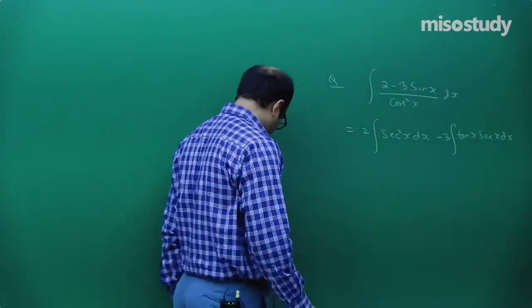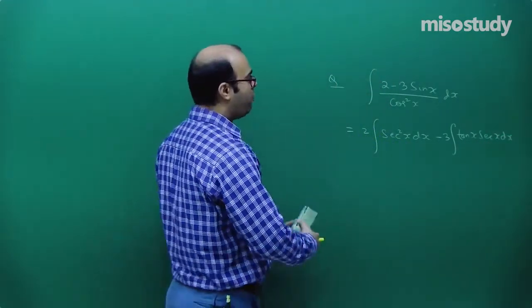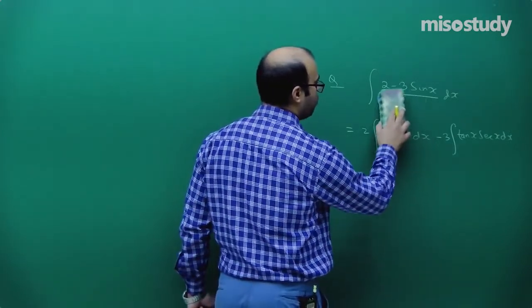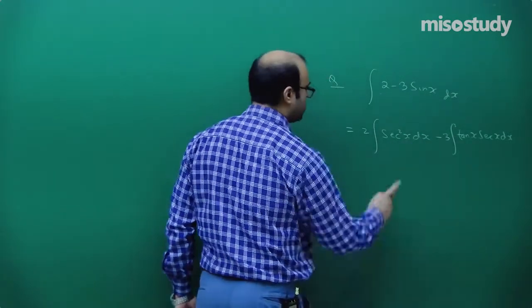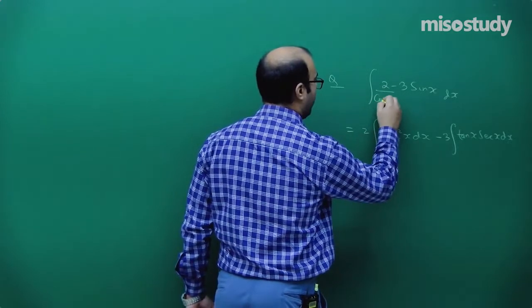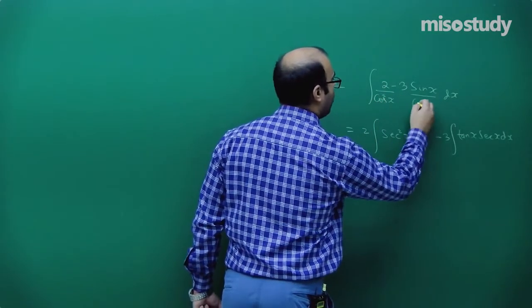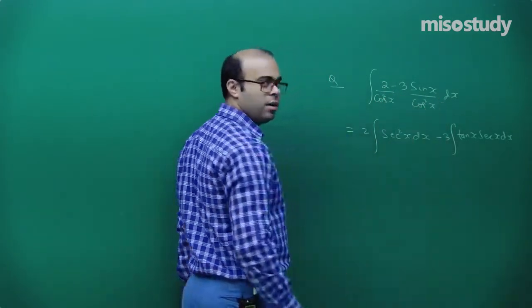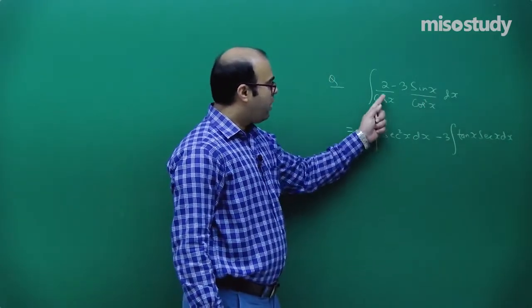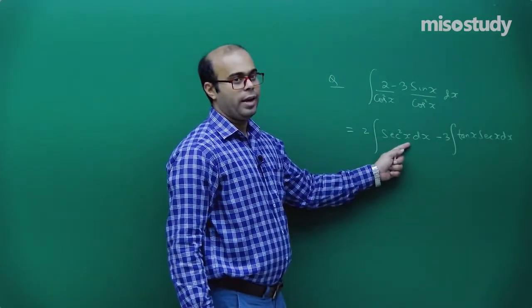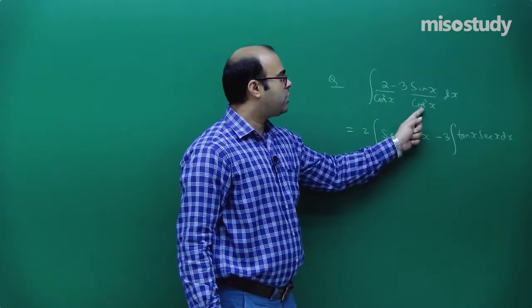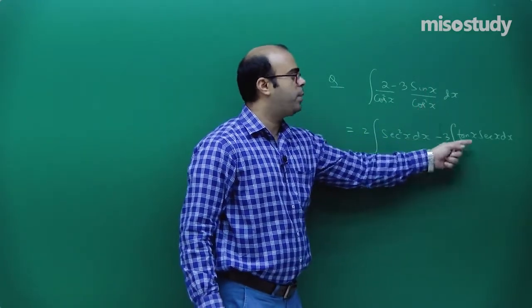What we have actually done here is separated this cos square x into two terms. I have put a cos square x here separately and a cos square x here separately. So, 1 by cos square x becomes sec square x, and here sin x by cos x becomes tan x, and one more cos x becomes sec x.